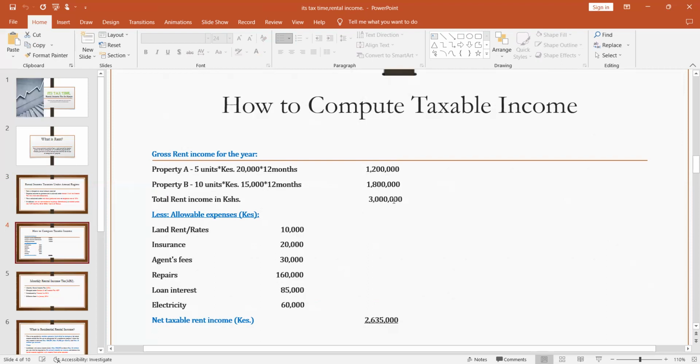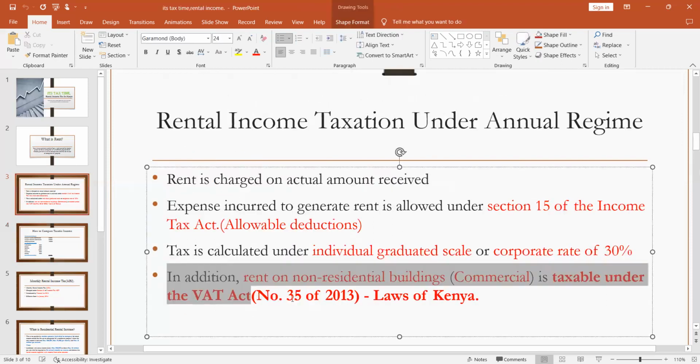If you are to collect 5 million and above, remember you're also supposed to be registered under the VAT Act, which is a different head of tax, apart from the income tax head. But because it is less than 5 million, in this case we'll be able to assume. This is just to explain further what we meant with this portion here.